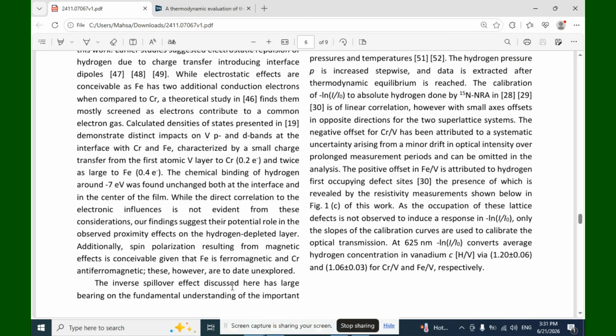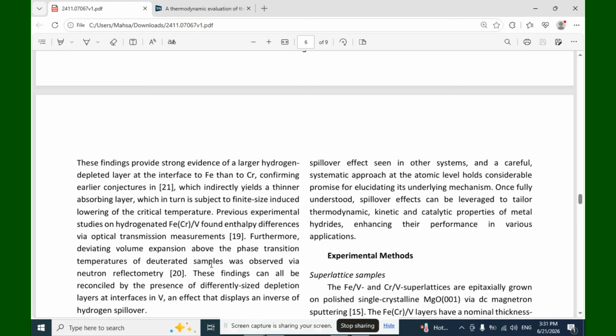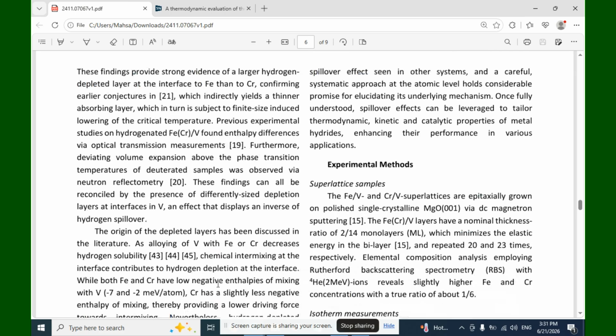The inverse spillover effect discussed here has a large bearing on the fundamental understanding of the important spillover effect seen in other systems, and a careful systematic approach at the atomic level holds considerable promise for elucidating its underlying mechanism. Once fully understood, spillover effects can be leveraged to tailor thermodynamic, kinetic, and catalytic properties of metal hydrides, enhancing their performance in various applications.